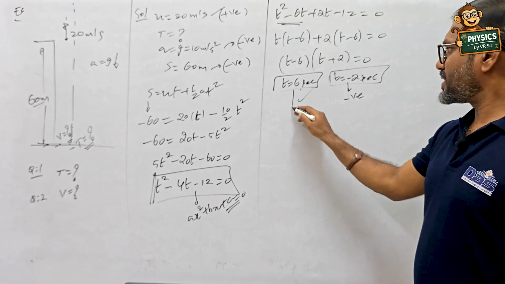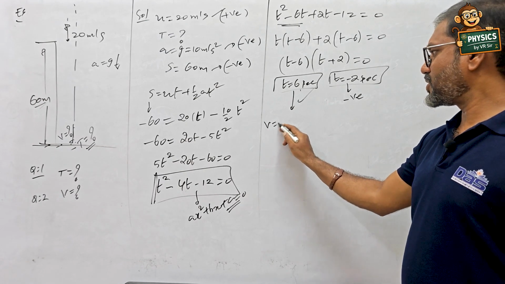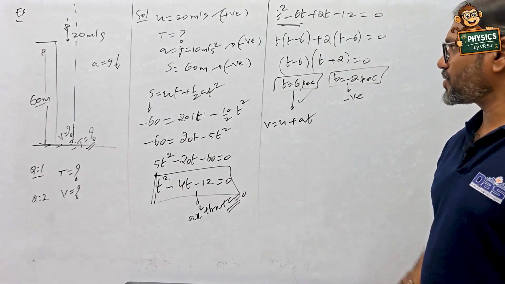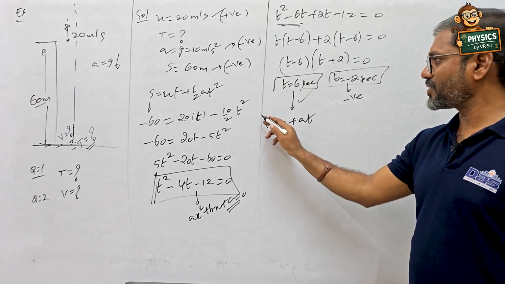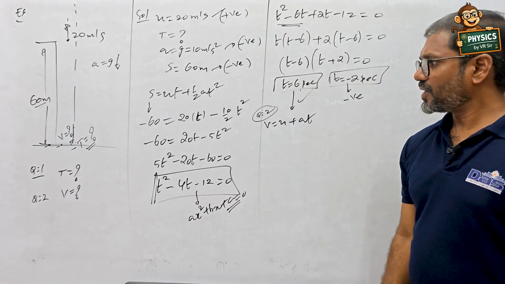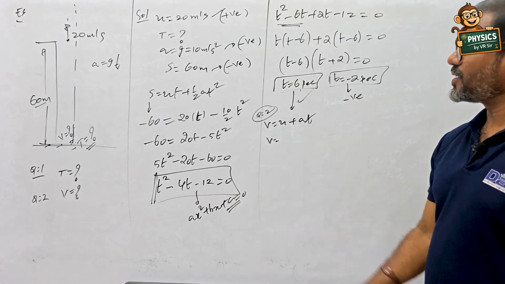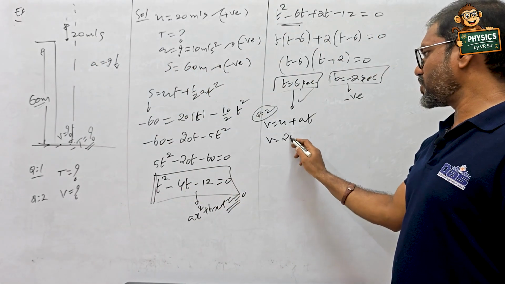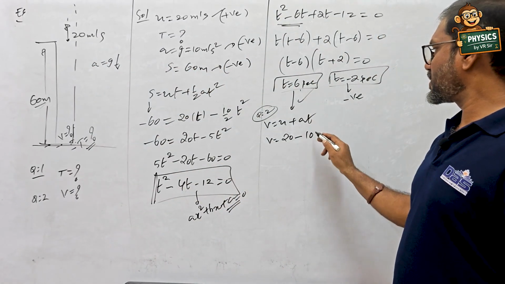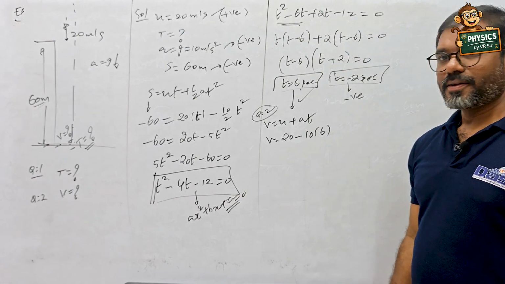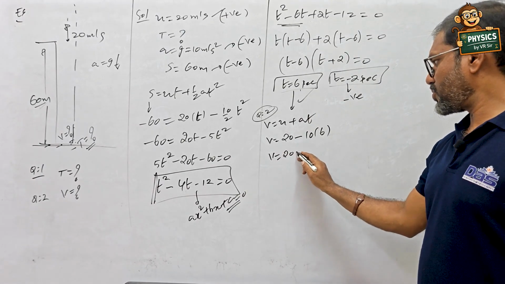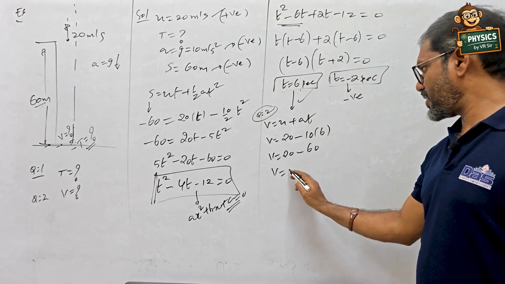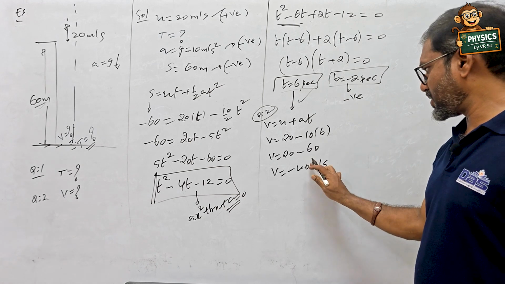Now with what velocity does it reach the ground? Look here. v is equivalent to u plus at. That is the formula we should use for the second question. Question number 2. So v is equivalent to, what is the u value? u is given here, na? 20. Positive or negative? Positive only. Minus 10 into, what is the time? 6. Now what happened here? v is equivalent to 20 minus 60. So v is equivalent to minus 40 meters per second.